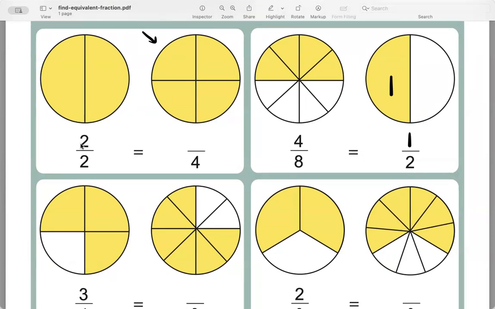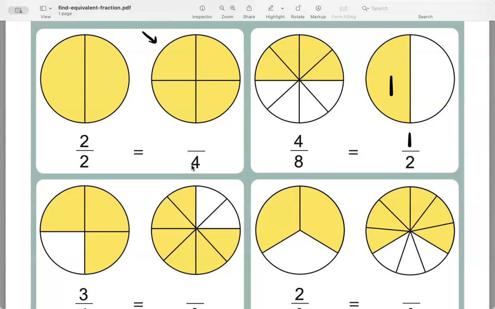2 is the numerator for two parts. 2 is the denominator for two total parts. So two parts shaded out of two total parts. Now we have the same circle, or the same pie, but this time we cut it into 4 pieces. There are 4 total pieces, so the denominator is 4.